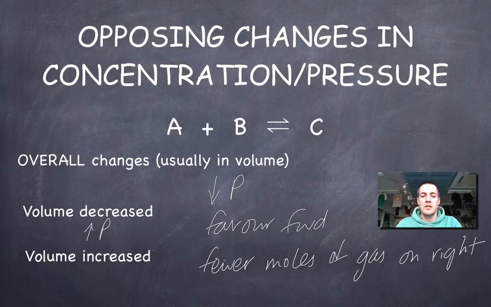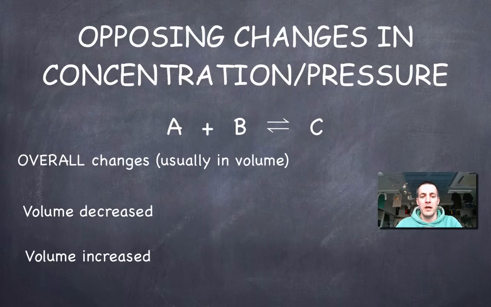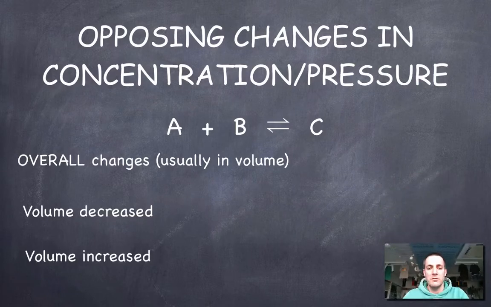Similarly, but I'm not going to write this down because hopefully you're getting the hang of it by now, if we increase the volume, that means the pressure is going to fall. What's the system going to try and do? It's going to try and increase the pressure. How is it going to do that? It's going to favour the backward reaction. Why? Because the backward reaction produces more moles of gas.